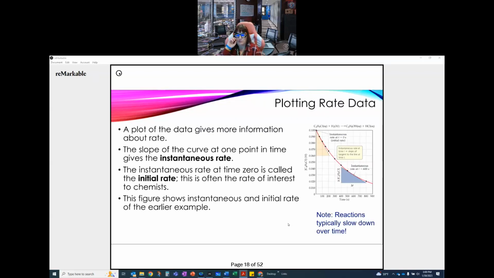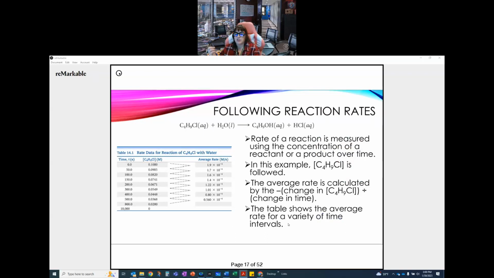So, following reaction rates. Okay. The rate of a reaction is measured using concentration of a reactant or a product over time. We said that it's changing concentration over change in time. In this particular reaction, we're looking at the concentration of C4H9Cl, right? And the average rate is calculated by the change in C4H9Cl divided by the change in time. If we go from 0.1 to 0, that means that our change in concentration is 0.1. The time that it takes to get between those two is the 10,000.